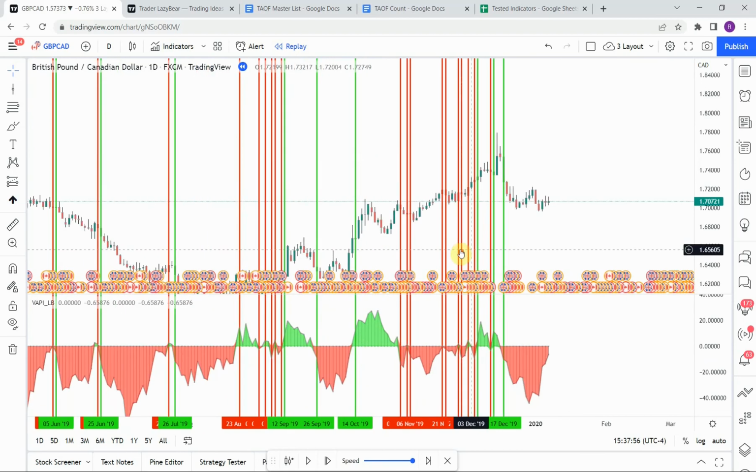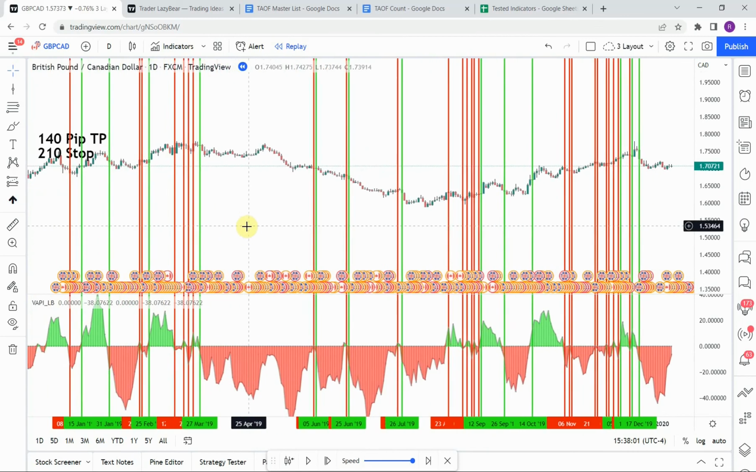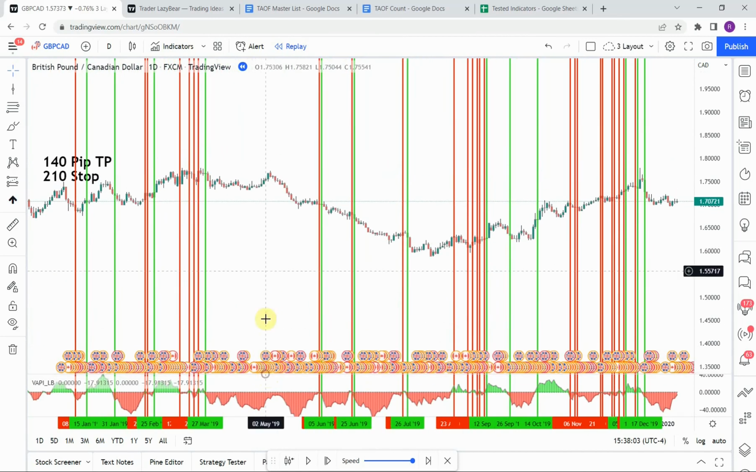Alright, so let's go ahead and take a look at our indicator here. So we got a lot of trades within the 1 year's time. Let's go ahead and count it out and see what we have. 1, 2, 3, 4, 5, 6, 7, 8, 9, 10, 11, 12, 13, 14, 15, 16, 17, 18, 19, 20, 21, 22, 23, 24, 25, 26, 27, 28, 29, 30, 31, 32, 33, 34, 35, 36, 37, 38, 39. So we have 39 trades all together.